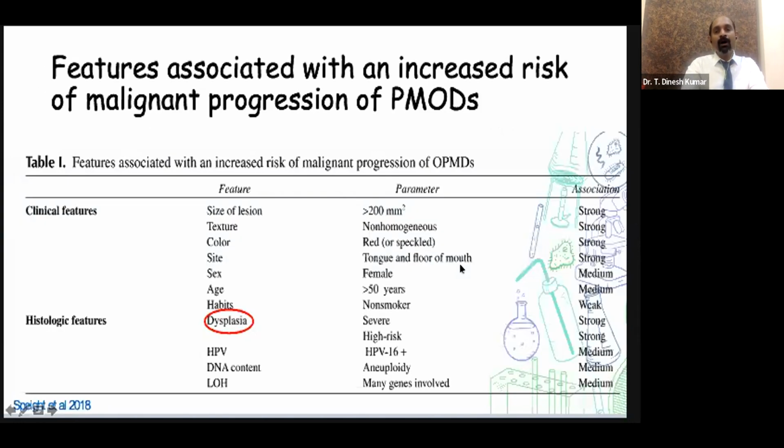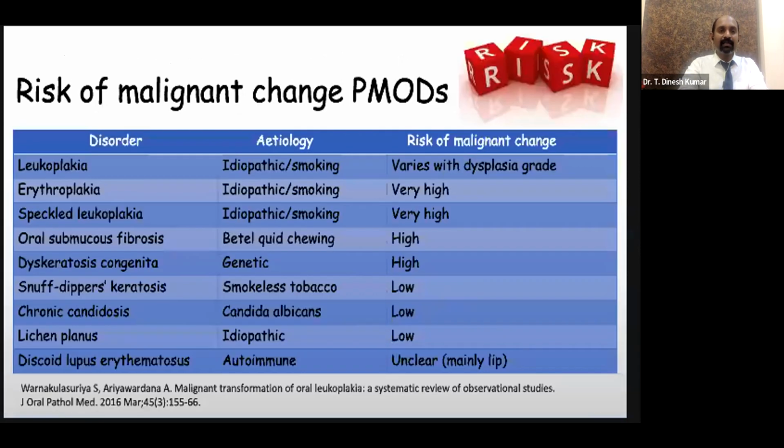Okay, so what are those factors or features that are associated with the risk of these PMODs turning into malignancy? Of course, there are clinical factors, mainly the size of the lesion, the texture, and color, which is very important. But what is very important is the histology, what we see at the cellular level, which we call dysplasia. The presence or absence of dysplasia in this tissue will tell us whether this is going to turn into malignancy or not. So dysplasia will be evaluated in a pre-malignant lesion to look for whether it will turn into malignancy or not.